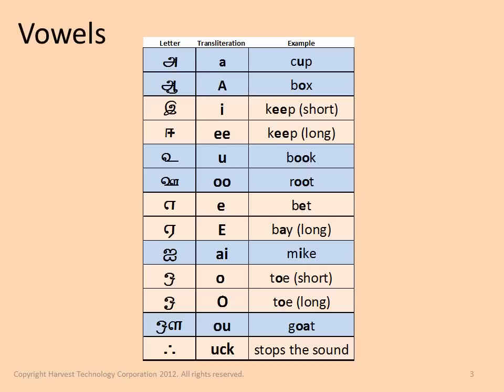And the last vowel is "ak." It's not used by itself, usually. It's used most often in combination with a consonant to stop the sound of the consonant, which we'll talk about in more detail later.